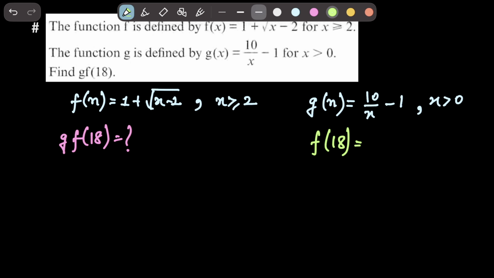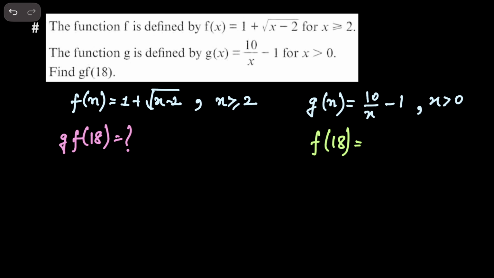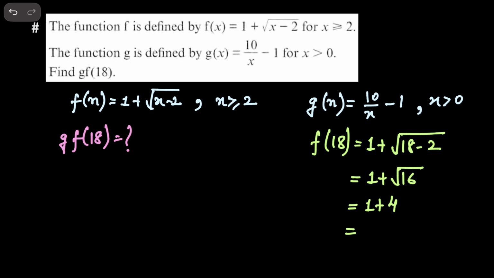Right? The way we have done the previous question, in the same way we will approach this question as well. So let's calculate f of 18. In the function f of x, I will substitute 1 plus root 18 minus 2. This gives me 1 plus root 16. This gives us the final answer as 1 plus 4, that is 5.